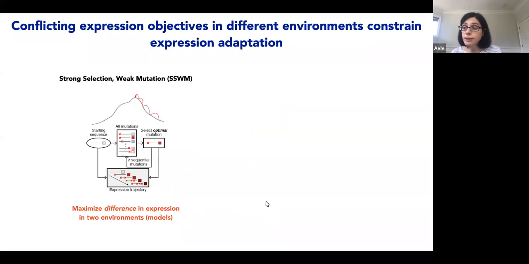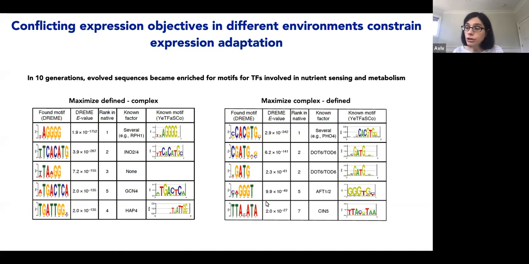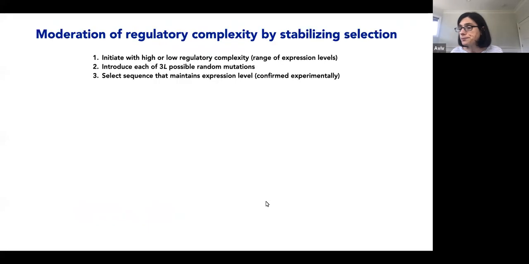So we simulated this with the same setup, except that at each step, we calculate expression using two different models that were trained with data from two different media. And then we chose the sequence that maximized the difference in expression between these two environments. And with these conflicting objectives, expression changes are slower and they require more mutations. And one interesting thing in this scenario is that by 10 generations compared to the starting sequences, the evolved sequences became enriched for motifs for transcription factors that are involved in nutrient sensing and metabolism.